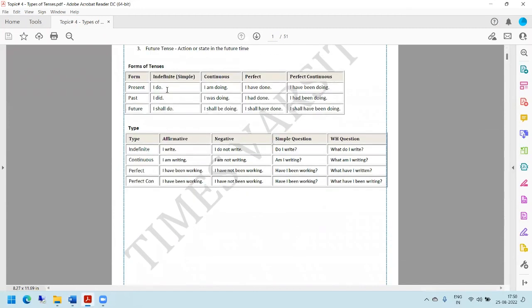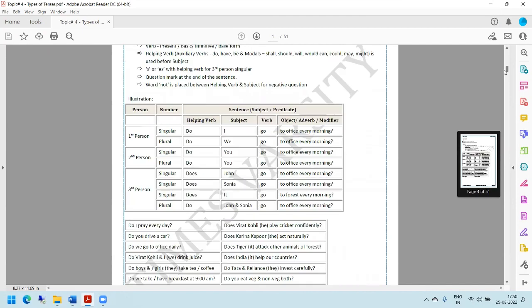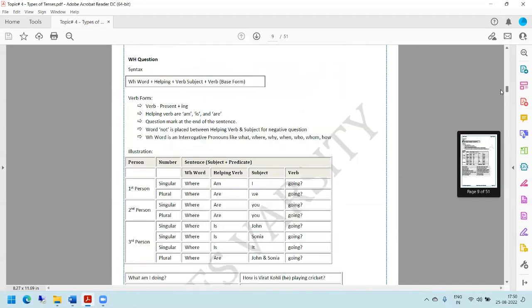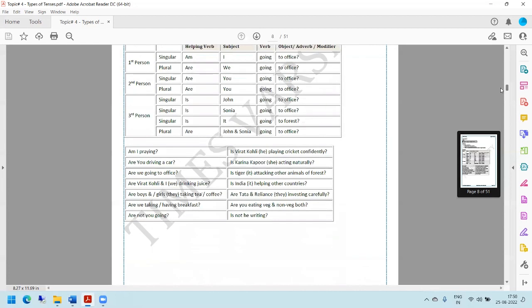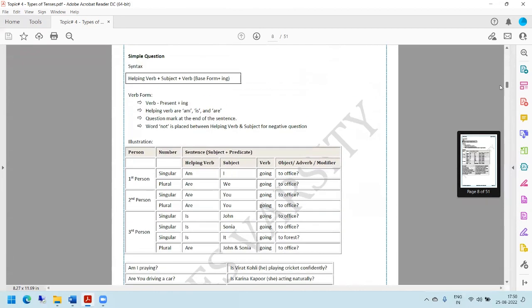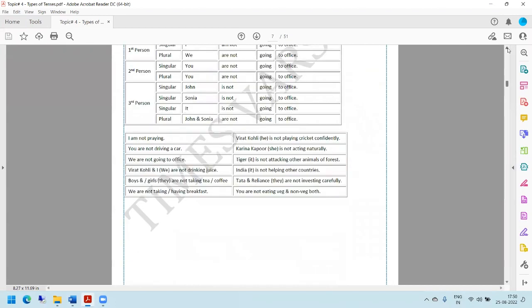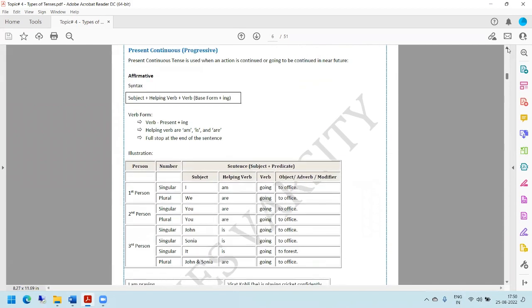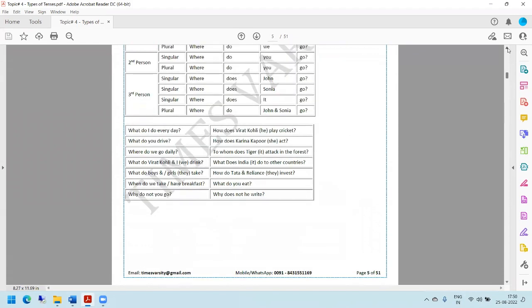So yesterday was present indefinite. Now today, present continuous we will be discussing. So let's go to present continuous. Yes. So here is present continuous tense.